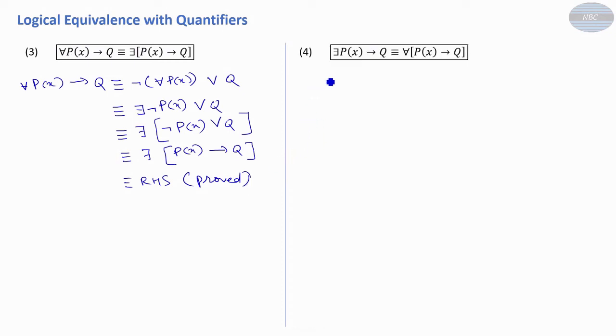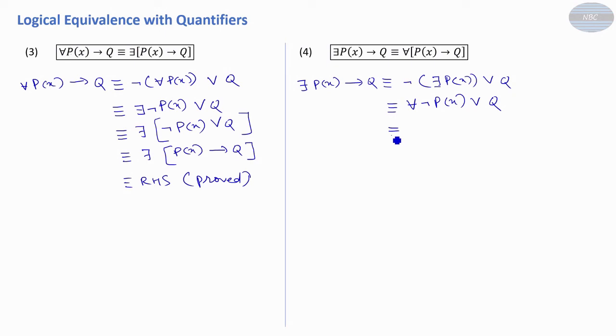Similarly, come to the next point, the fourth. How do you prove this one? We have the left hand side, there exists x, P(x) and Q. This is similar to not exist x, not P(x) or Q. So this will be equivalent to, this existential will become a universal quantifier, for all x, not P(x).